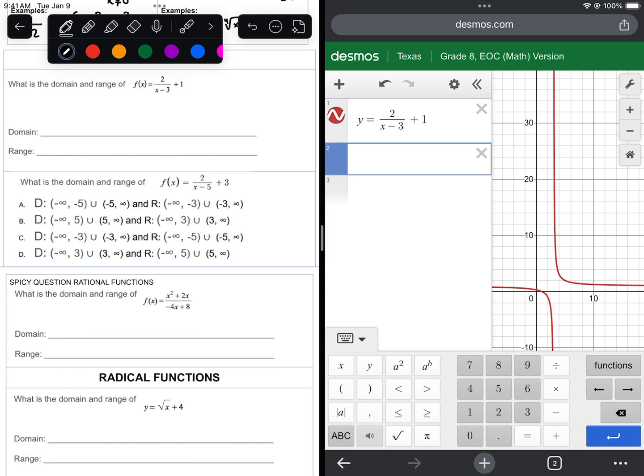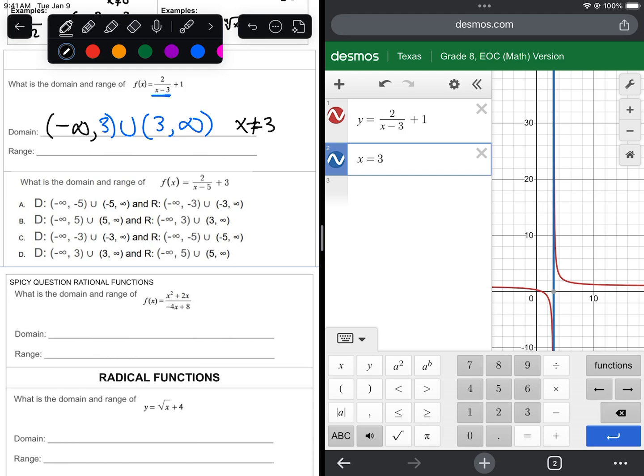Great. I can see that I have a vertical asymptote, what makes the denominator 0, which is x equals 3. So I can already tell you negative infinity, comma, 3, which comes from here, union 3 to infinity. Or we could just simply say x does not equal 3.